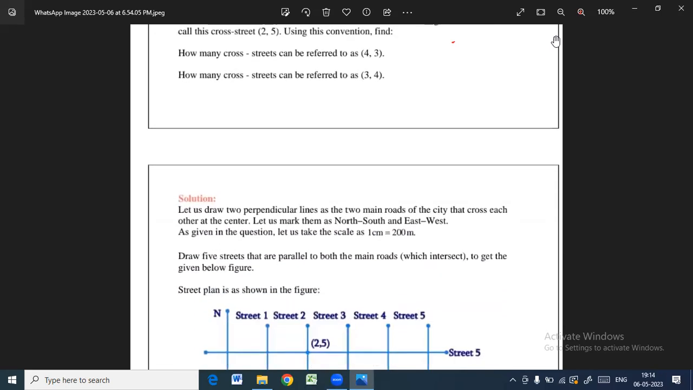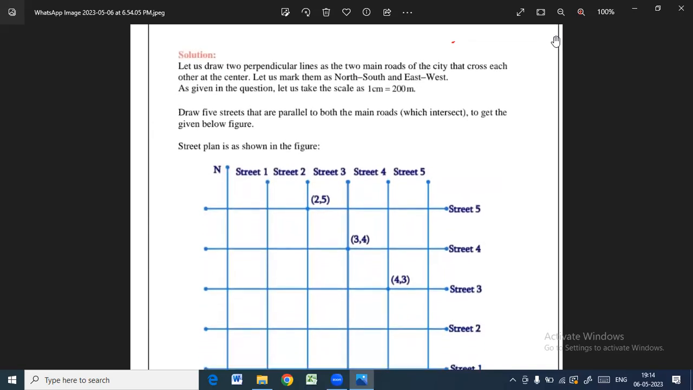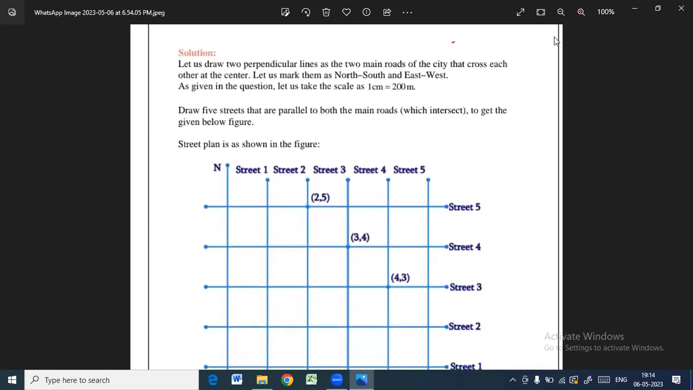This is the application problem. Please observe the question once again. A city has two main roads which cross each other at the center of the city. Are you observing ma? Please observe.